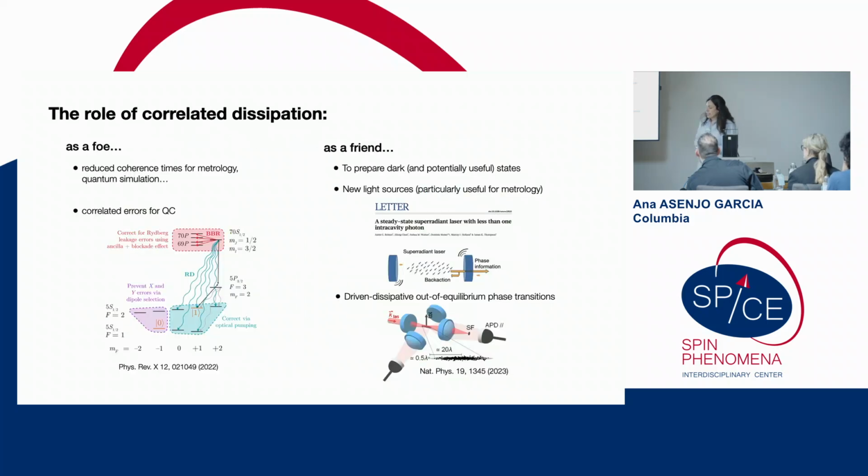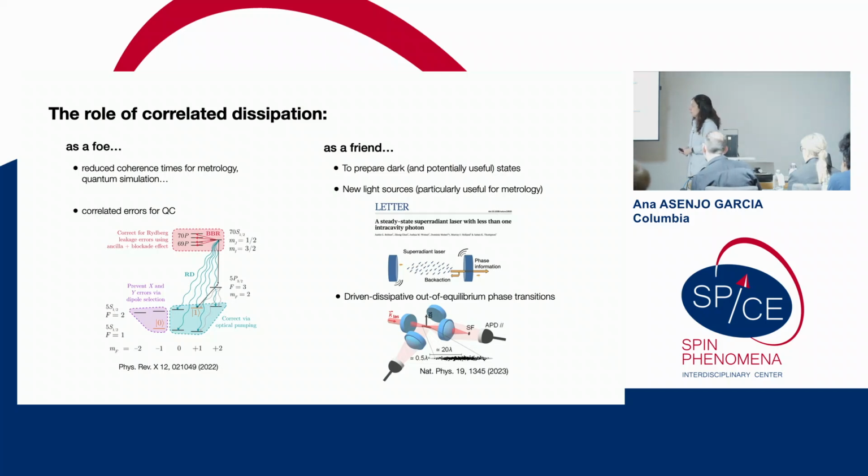And so when we think about correlated dissipation, there are two different ways to think about it. The first one is as something horrible that we should get rid of. And this may be the case. You may see the correlated dissipation in that way if you care about realizing some coherent protocol, so if you are doing some quantum simulation of Hamiltonian dynamics, or if you are preparing some interesting entangled state or some other state with metrological advantage. Obviously decay is not going to be great because it is going to limit the time you have to both prepare the state and to measure it.